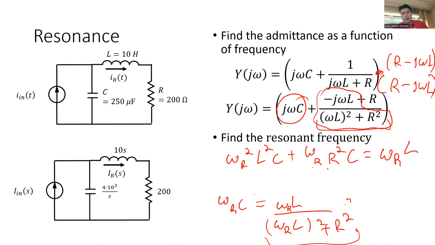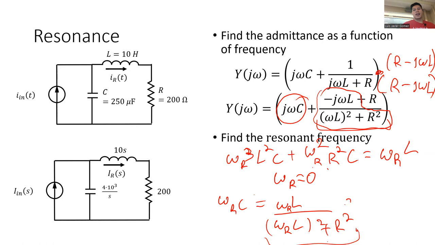Omega cubed. And then this should be squared. Okay, so basically now we have to solve this cubic equation, but in this particular case, one solution is omega R equals zero. So we have three solutions because this is a cubic polynomial.